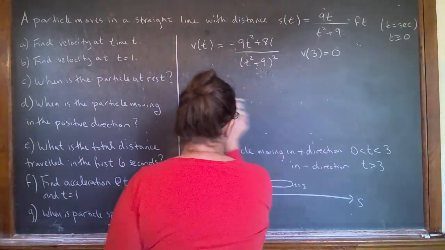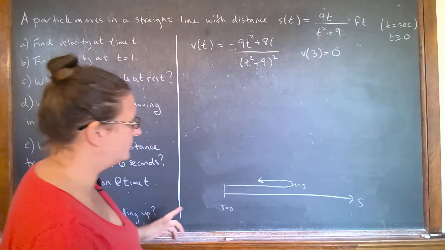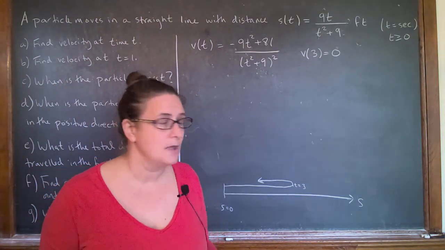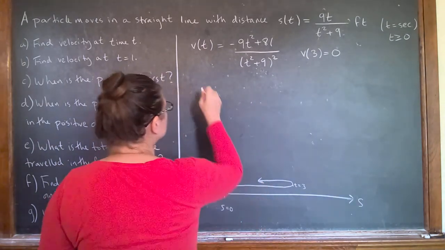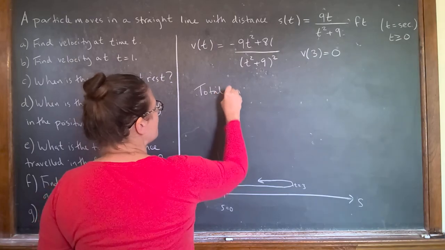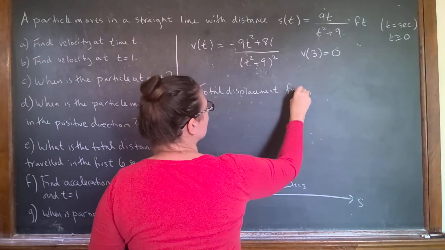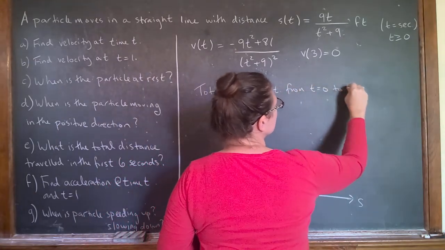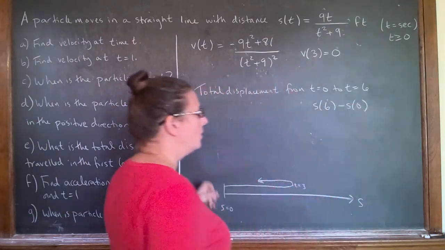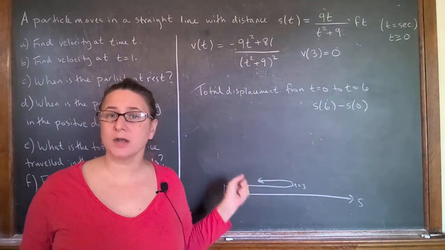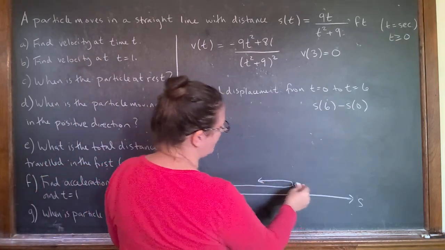So now that I know that, I can actually answer this part E. What are they really asking, though? They're asking for the total distance traveled. They're not just asking for the displacement, right? Because the displacement from t equals 0 to t equals 6 would be s of 6 minus s of 0. It would be where I ended minus where I started. But total distance is more than that, because my particle overshot and came back.